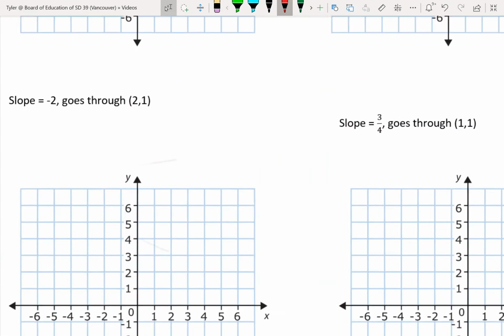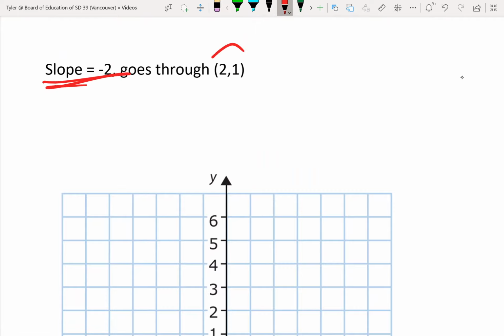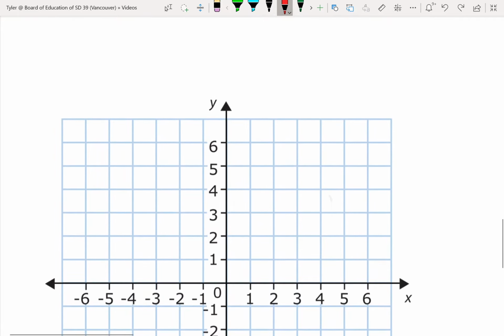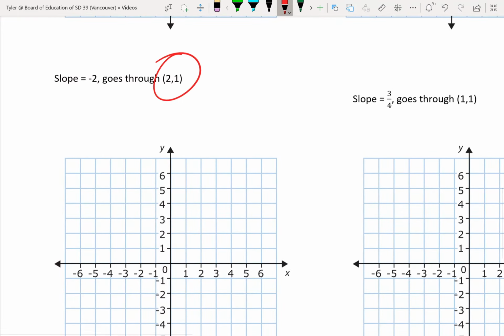We'll do a couple more. This one gives you the slope and says it goes through this point, and we have to graph it. So I'm going to start with the point because I know that information. 2, 1, so that's a point right here. That's the x value, that's the y value. Then it gave me the slope of -2.